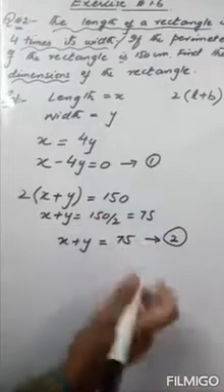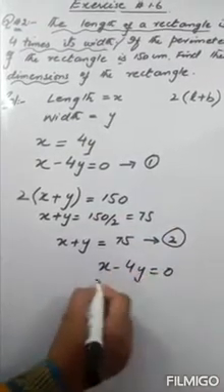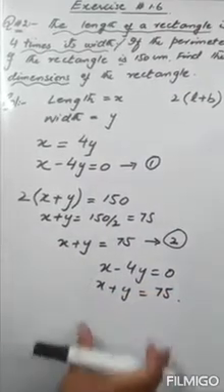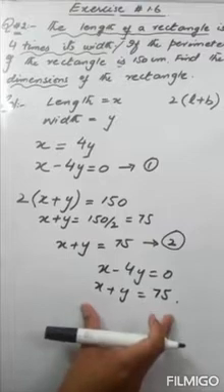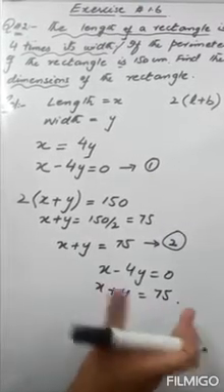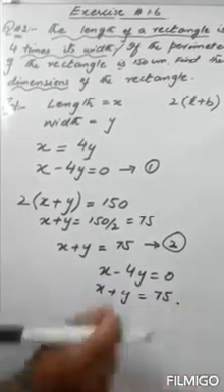You can write both equations like this: x minus 4y is equal to 0, x plus y is equal to 75. Now you have the set of these linear equations. Now you can solve it with the matrix inverse or Cramer's rule, whichever is demanded by the question, right?